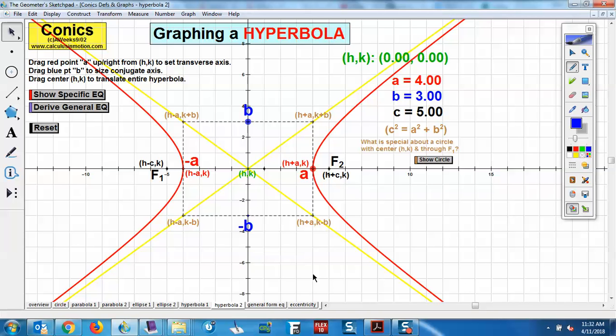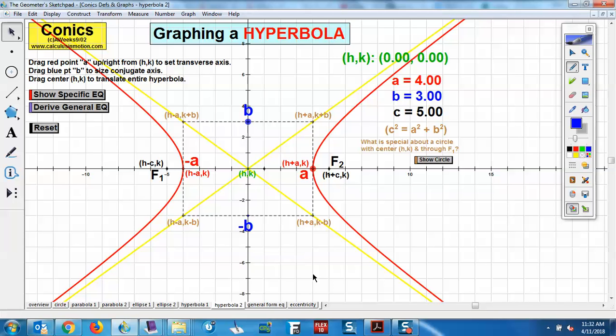A is always going to be under the first one, and B is under the second one, the one that's subtracted. Okay? So if A is under the X, we're going to go this way. If A is under the Y, we're going to go up and down, much like we did before. The only difference is with the ellipse, we know A because it's the bigger one. With hyperbola, we'll know A because it's the first one. Okay? And then B goes this way.